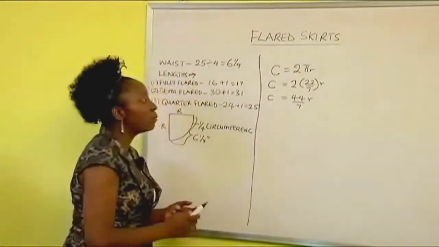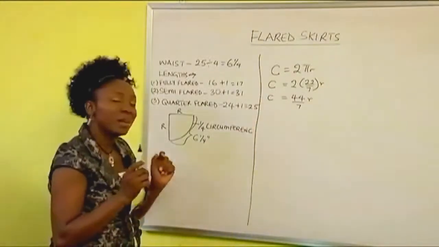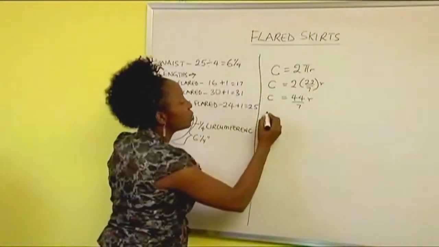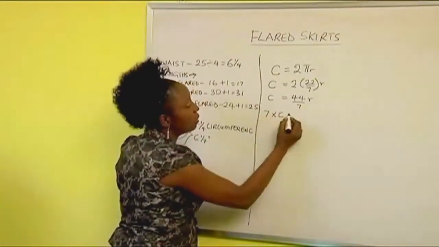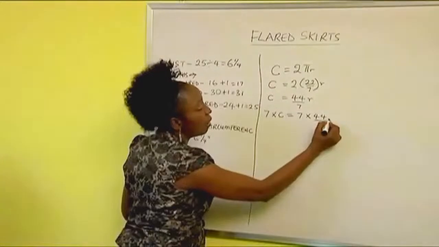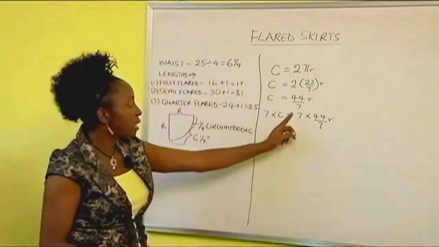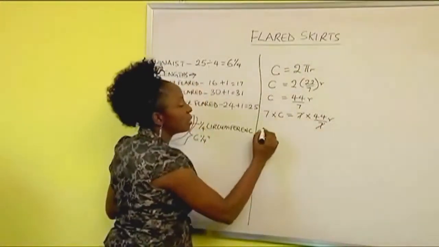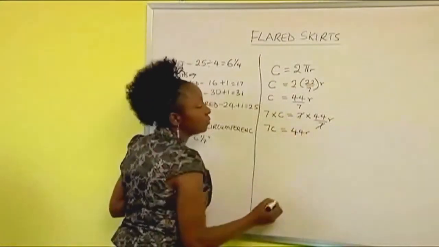Now after I've done this, I'm going to multiply both sides by 7, because I'm trying to see how I'm going to make r the subject of the formula. So I'll just take my 7, I multiply it by C. I multiply C with 7, and that will give me 7 times 44/7r. In mathematics, once you have this, you know 7 will cross 7 out, so you cross those out. So when you cross that out, what you're left with is 7C equals 44r.